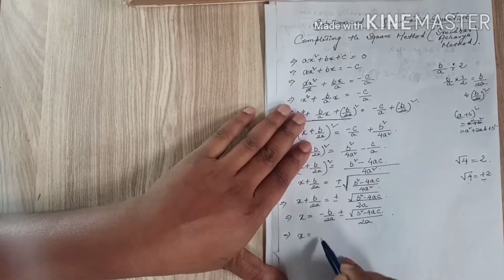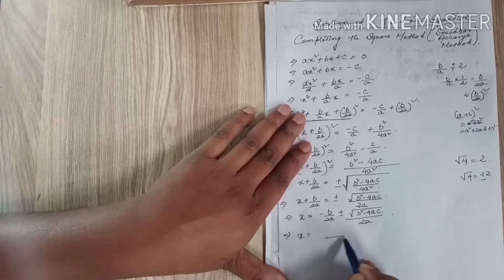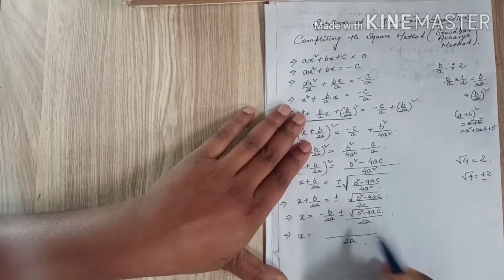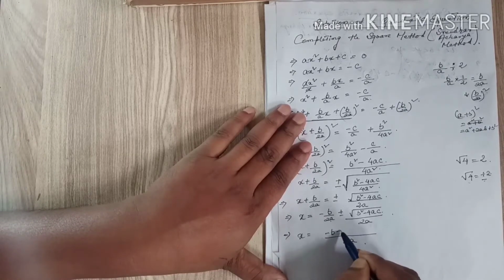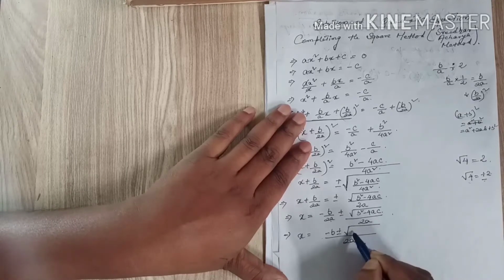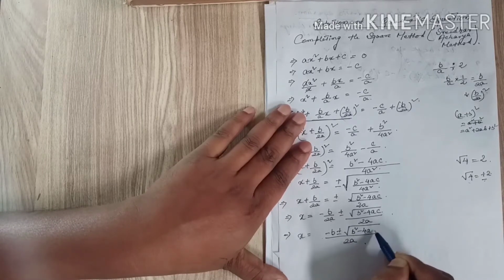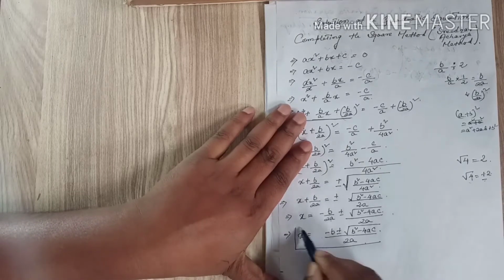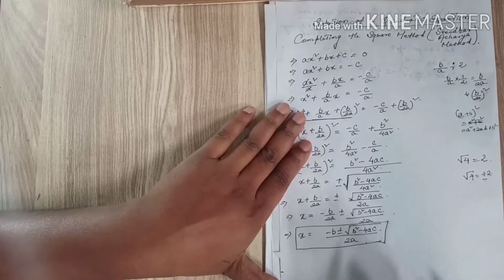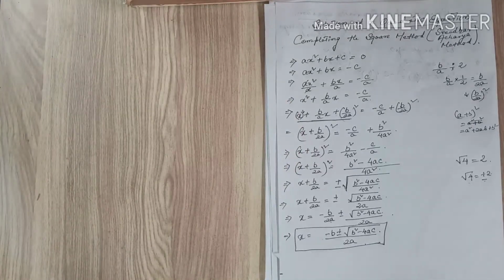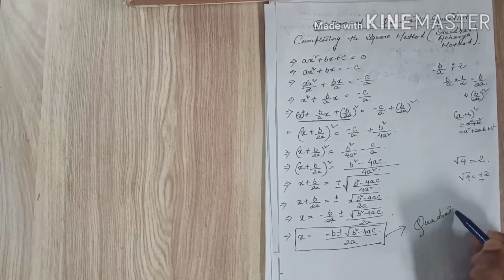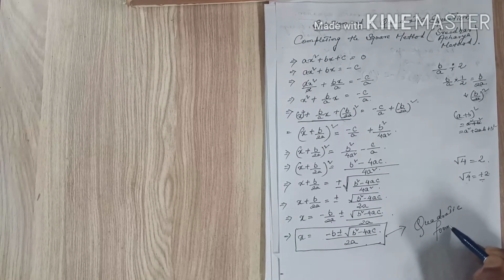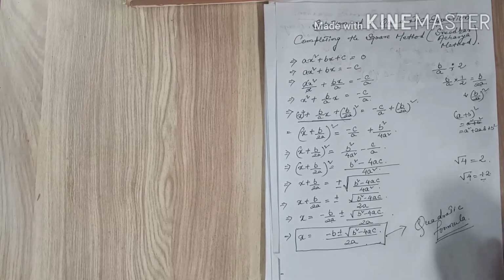Alright, so now x is equal to, take the LCM of 2a and 2a. It is 2a, correct? So it is minus b plus minus root over b square minus 4ac, all over 2a. So this is the method, this is called the completing the square method. This is also called the quadratic formula, which we are going to discuss in the next section. Okay, this is also a quadratic formula.